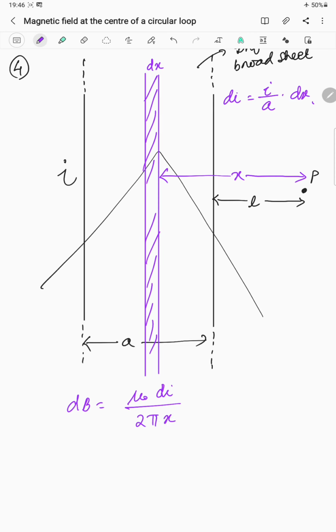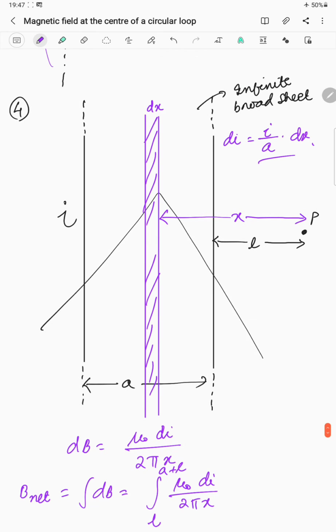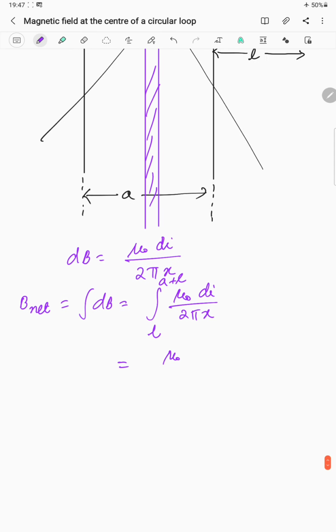Now if I want to find the total B net, it is quite obvious I have to integrate over dB. So I have to integrate mu naught di by 2 pi x from L to A plus L. The limits will be from L to A plus L. Now this will be equal to mu naught. Instead of di, what can I replace here? I by A into dx.